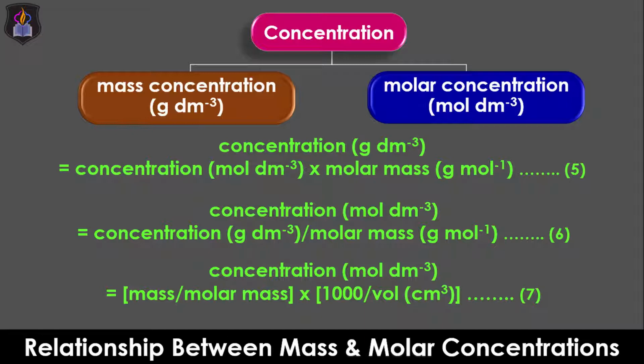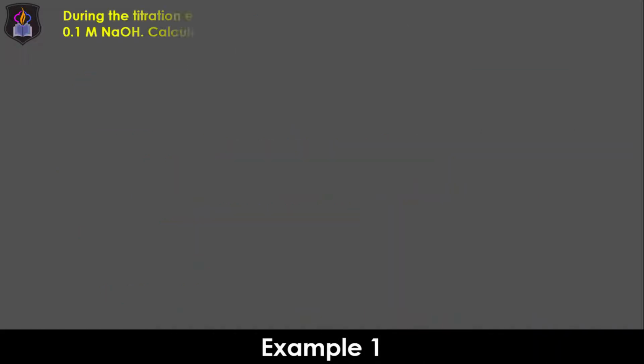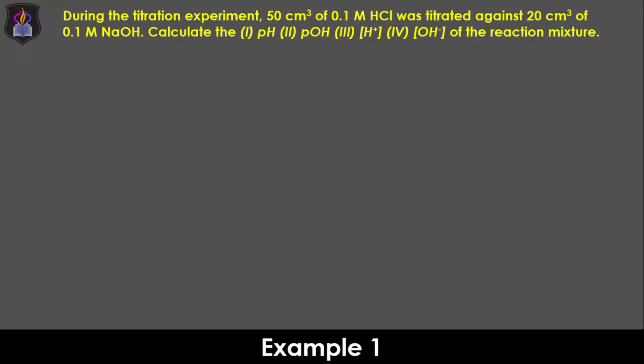After obtaining the concentration in moles per dm cube, we can then substitute it into the pH or pOH formula as necessary. Let's solve some examples. Example 1. During the titration experiment, 50 cm cube of 0.1 molar HCl was titrated against 20 cm cube of 0.1 molar sodium hydroxide. Calculate the pH, pOH, hydrogen ions concentration, and hydroxide ions concentration of the mixture.